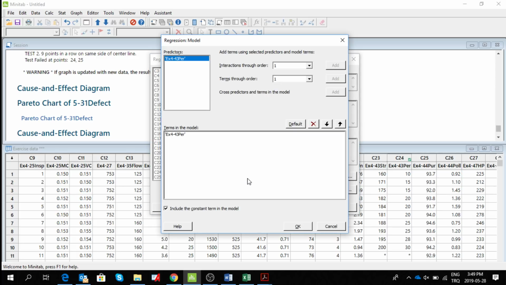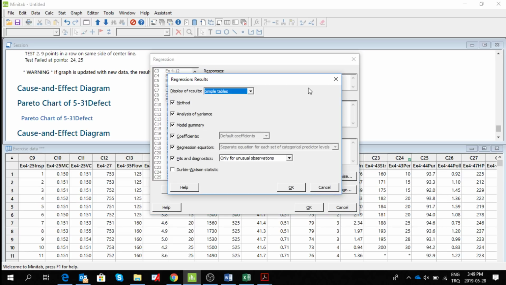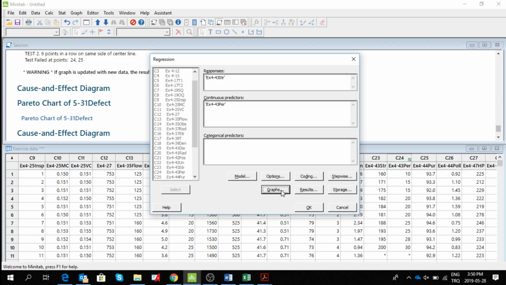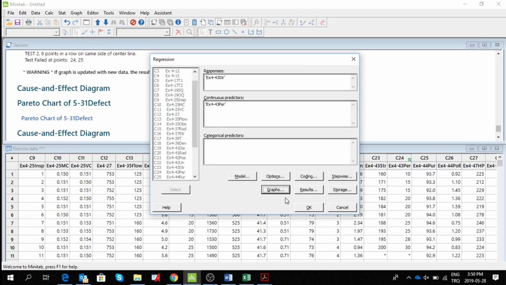Let's check this out. Nothing here that we have to be concerned about. Regression results, display results: expanded tables, basic simple tables, method, analysis of variance, model summary, coefficients, regression equation, fits and diagnostics. Graphs, regular. We can have four in one if you want. Okay, click OK.